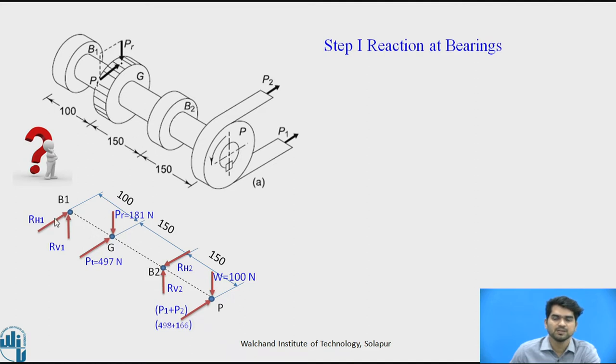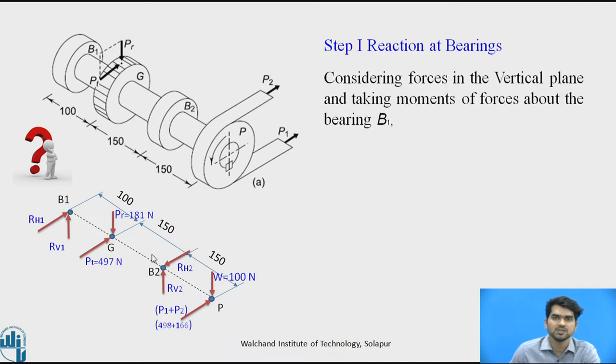For finding the reactive forces at bearings 1 and 2, we have to consider the equilibrium conditions of the system. We consider the vertical plane and take the moment about bearing number 1. If you consider the vertical plane, you will get the value of RV2.